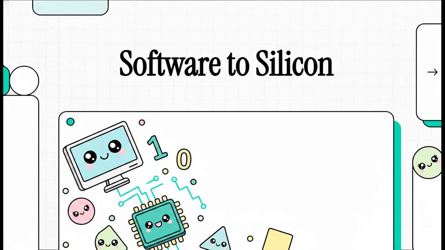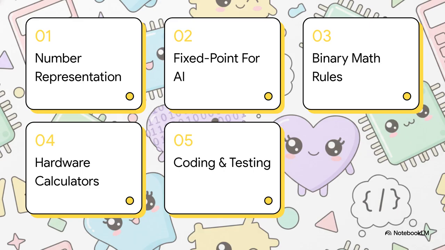Let's dive in. Here is our roadmap for This Explainer. We'll start with representing numbers in hardware, move into fixed-point math for neural networks, lay down the absolute rules of binary math, look at building hardware calculators, and wrap it all up by coding and testing those circuits.